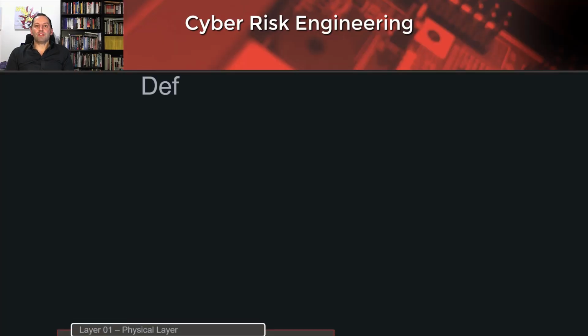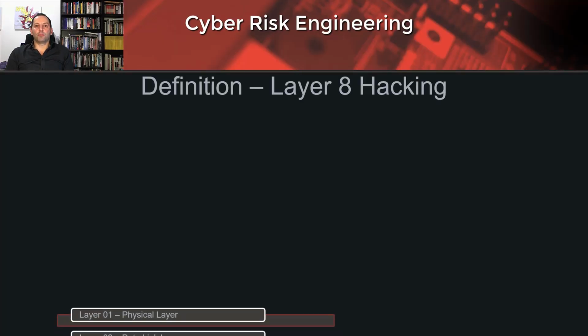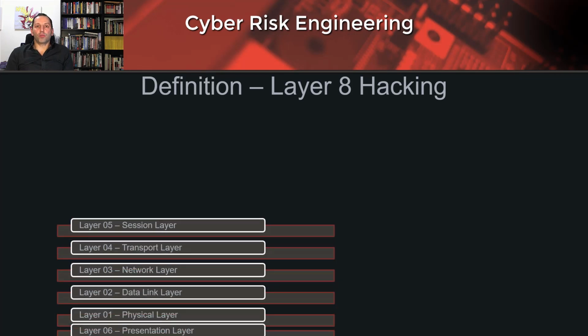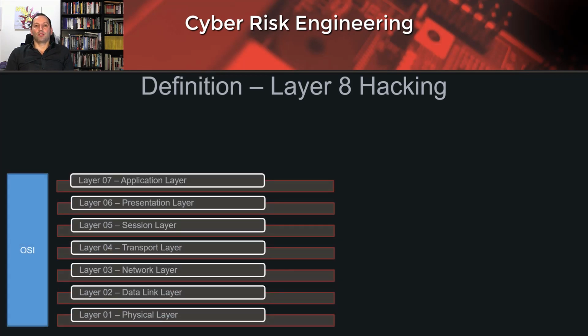Most of us had to endure learning of the Open System Interconnection, or OSI, model. 7 layers of communication starting from layer 1, the physical layer, all the way up to layer 7, the application layer, and everything that lies in between in terms of transport, network, etc. So why is this of interest to hackers?